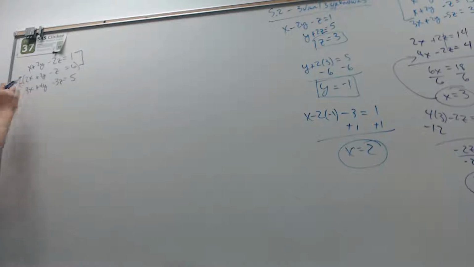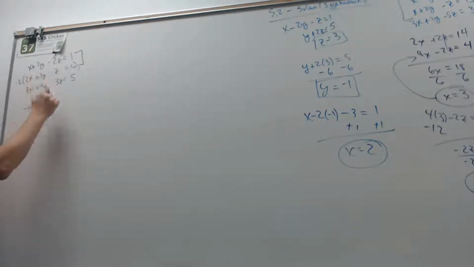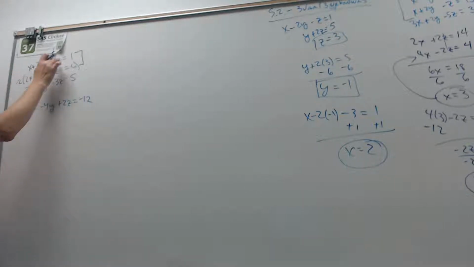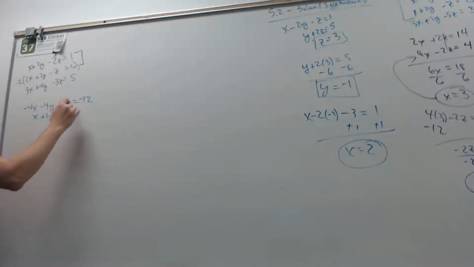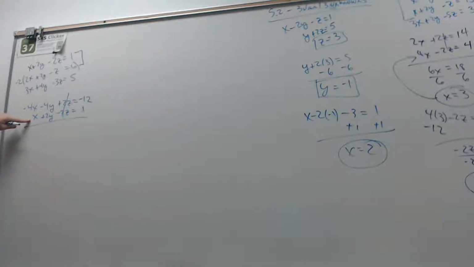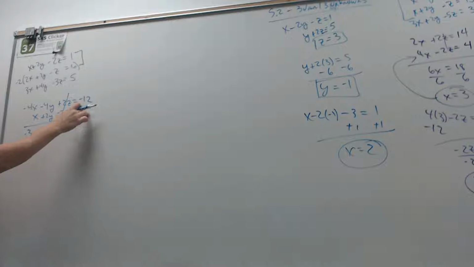Okay, so this becomes -4x minus 4y plus 2z equals -12, and then I'm just going to rewrite this one, okay? X plus 2y minus 2z equals 1. Okay? So the z's go away. -4x plus x, -3x. -4y plus 2y is -2y equals -11.